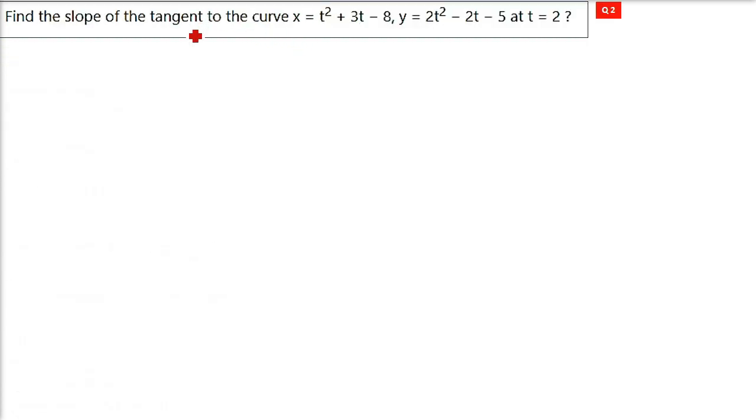Find the slope of the tangent to the curve, this one and this one. Now this is the parametric form, at t is equal to 2. So we want dy by dx first of all, because here we can get dx by dt, and here we can get dy by dt. In order to find dy by dx, we have to divide them. So we'll put dx by dt in the denominator and dy by dt in the numerator, and whatever value comes, we'll just put t equals 2.